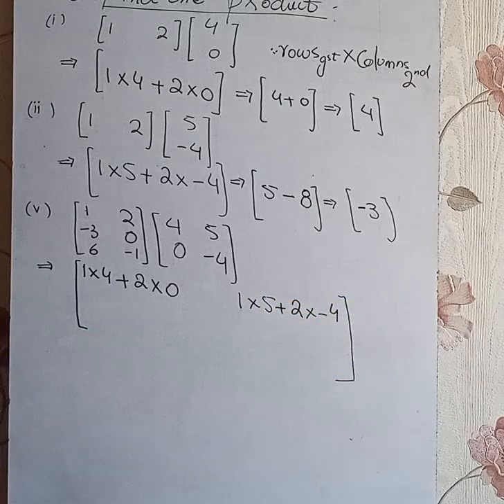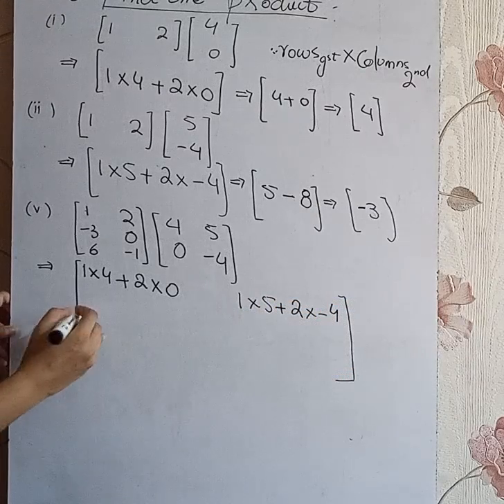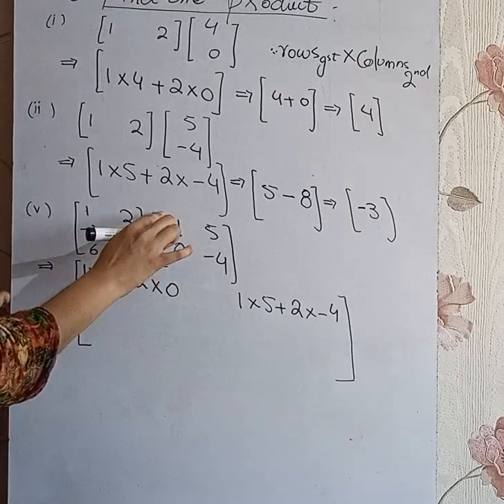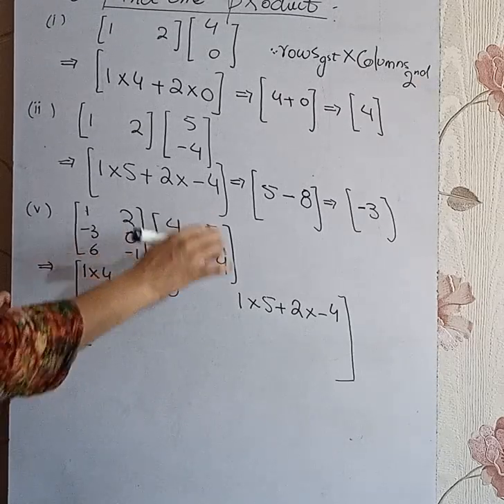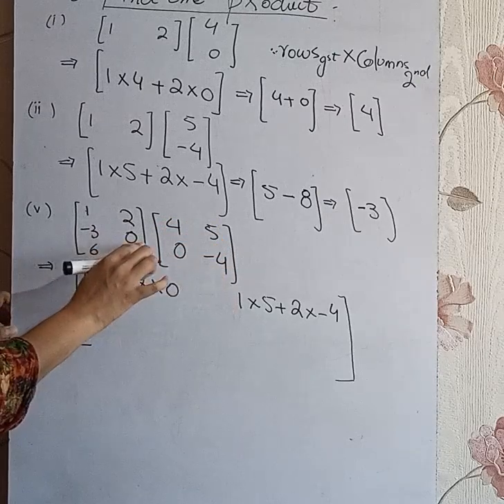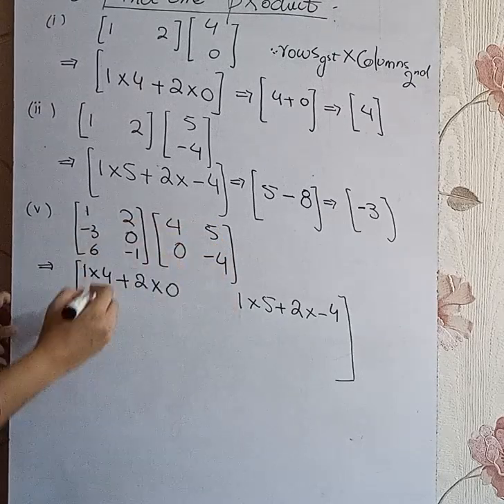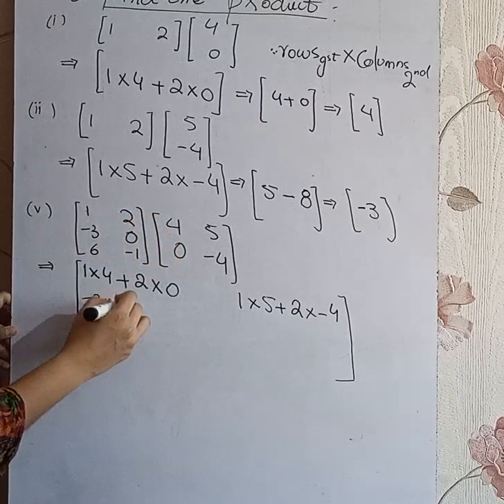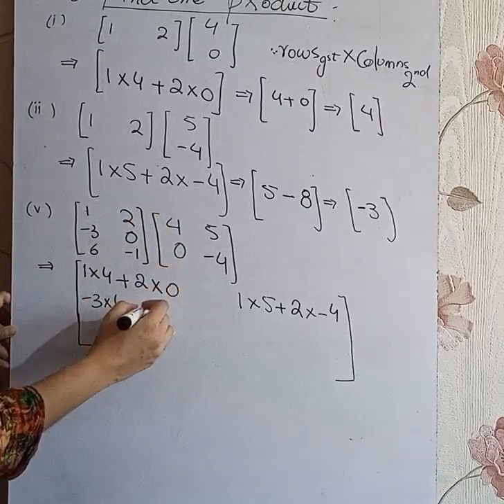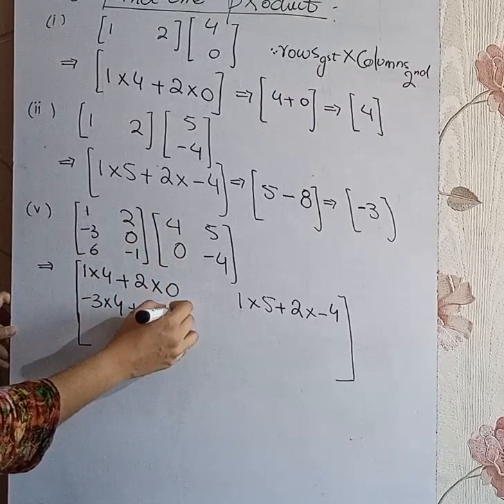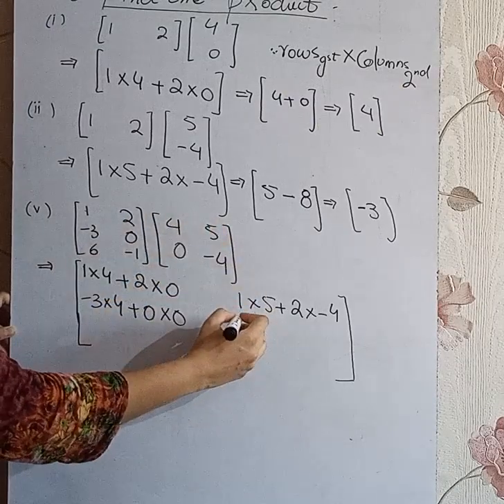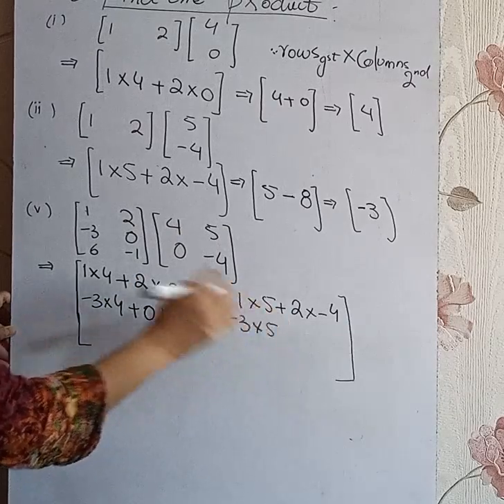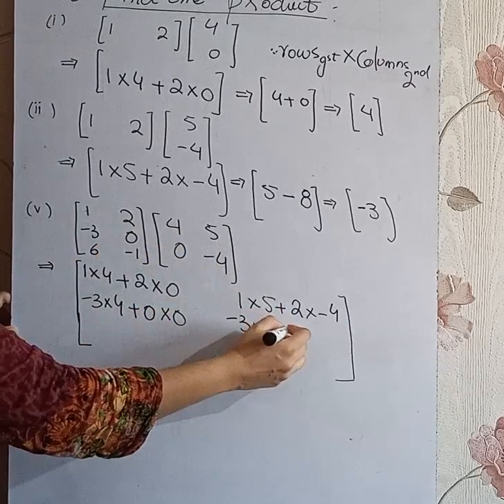Okay, now we will have to multiply the second row, minus 3, 0, to 4, 0 and then to 5, minus 4. Minus 3, 0 will be multiplied by 4, 0. Minus 3 multiplied by 4 plus 0 multiplied by 0. Minus 3 multiplied by the second column, 5, plus 0 multiplied by minus 4.